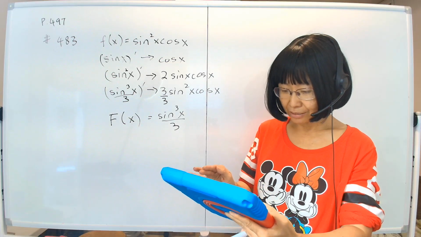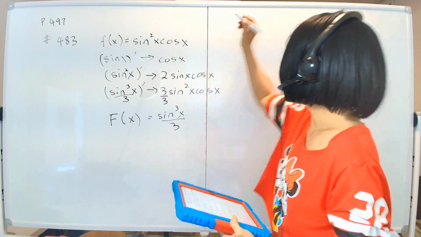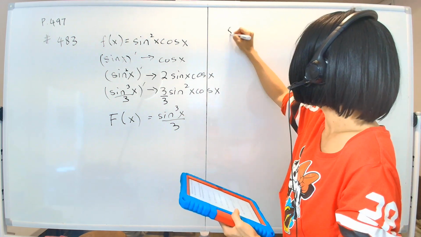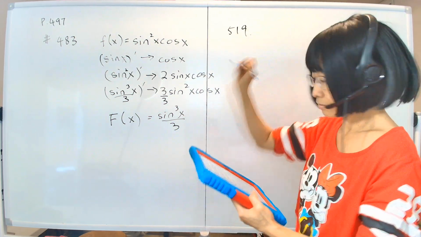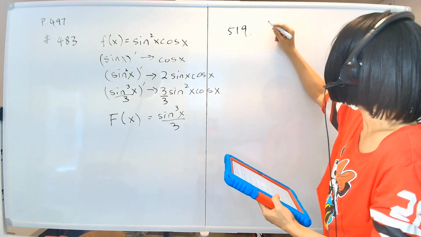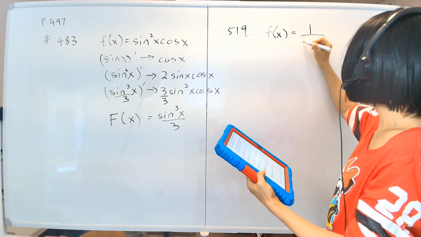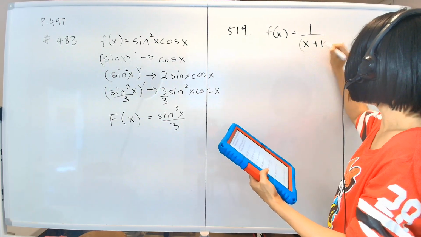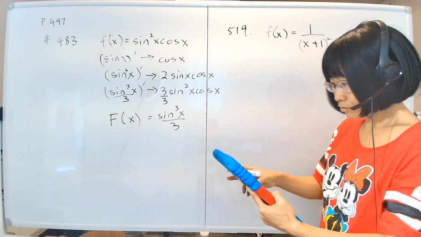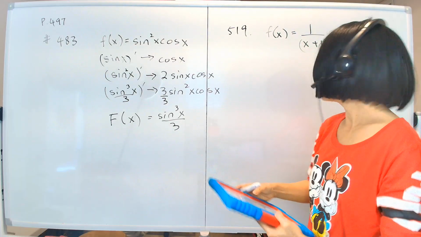Next, let's look at problem 519 on the next page. Let's write down the function. The function is equal to 1 over x plus 1 squared. And what are we trying to do? Again, find the antiderivative.